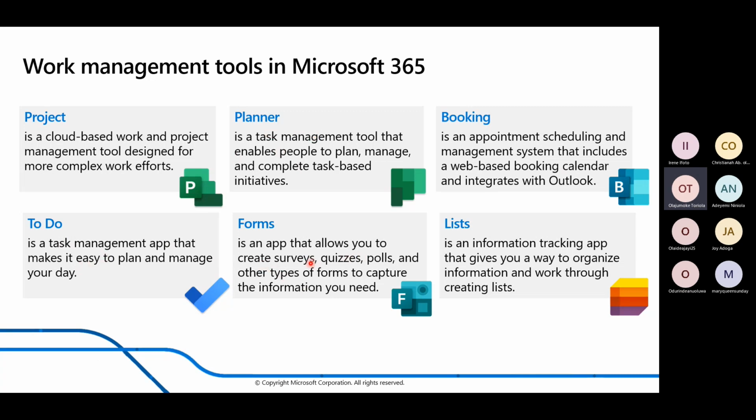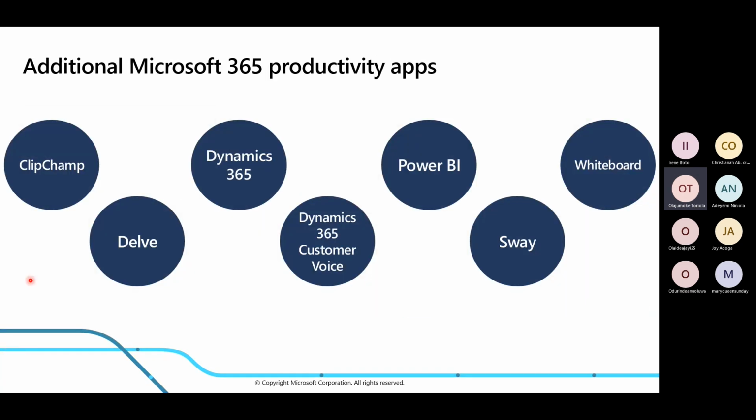Forms is an app that allows you to create surveys, quizzes, polls, and other types of forms to capture information. What we are going to use to do our assignments, our assessment, is Forms. Then you have Lists, which is an information tracking app that gives you a way to organize information and work through it. Other Microsoft 365 productivity apps that we have are Dynamics 365, Power BI, Sway, PowerPoint, Power Apps, Whiteboard, Dynamics 365 Customer Voice, Power Automate, Power Virtual Agents, and Power Pages, those ones that we saw before.